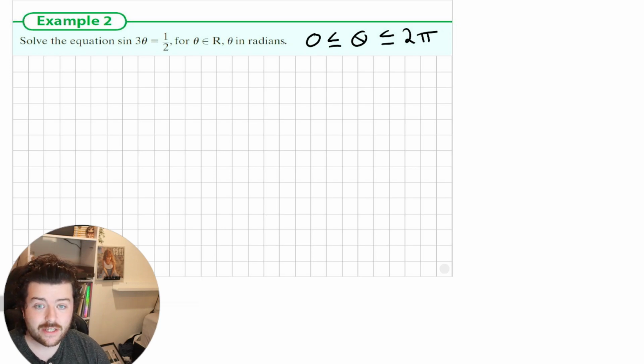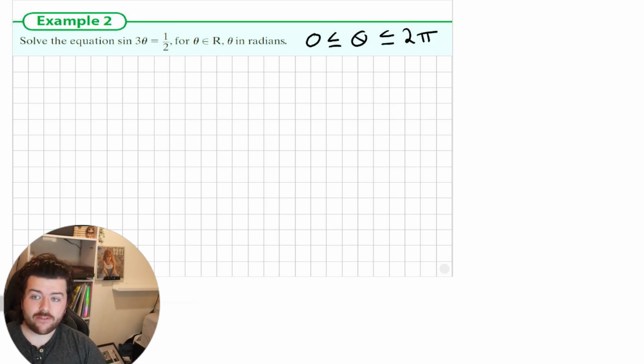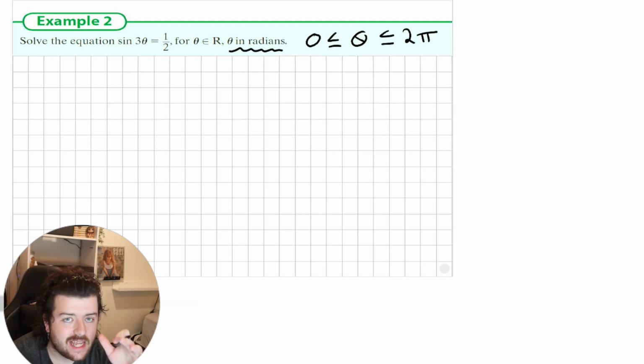Right, hello. This is one more example of what we did in class of solving a trig equation. So solve the equation sine 3 theta equals a half for theta, which is a real number, where theta is in radians. So this is how I want you to do radians.